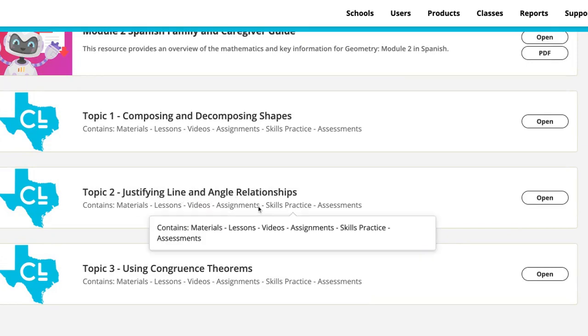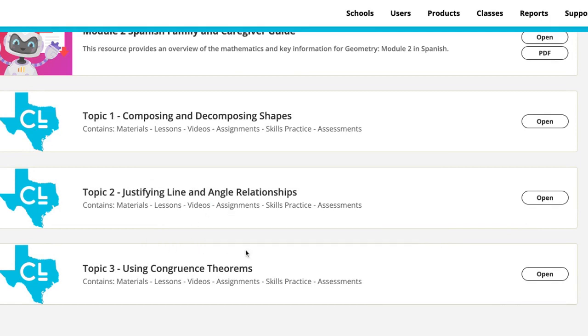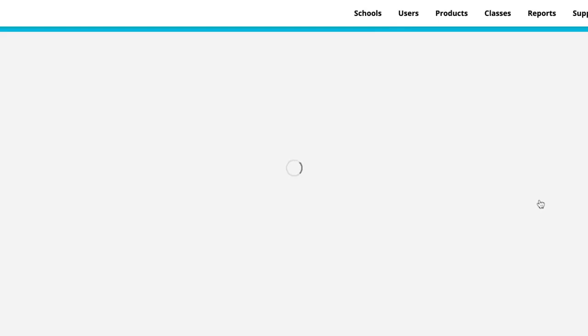Topic 2 says justify line and angle relationships, and so on. Or you can look at a unit map. It will tell you in a curriculum document which unit and which topic to click on. So let's say we're going to click on topic 2. You click on topic 2.